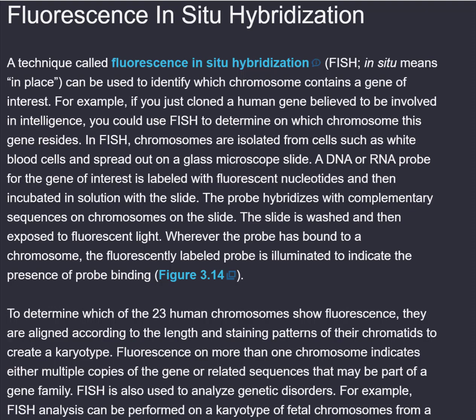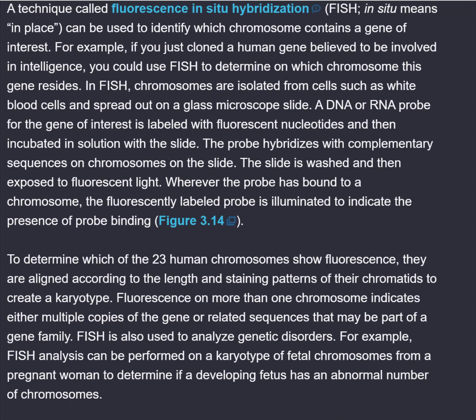Fluorescence in situ hybridization. A technique called fluorescence in situ hybridization, FISH (in situ means in place), can be used to identify which chromosome contains a gene of interest. For example, if you just cloned a human gene believed to be involved in intelligence, you could use FISH to determine on which chromosome this gene resides.